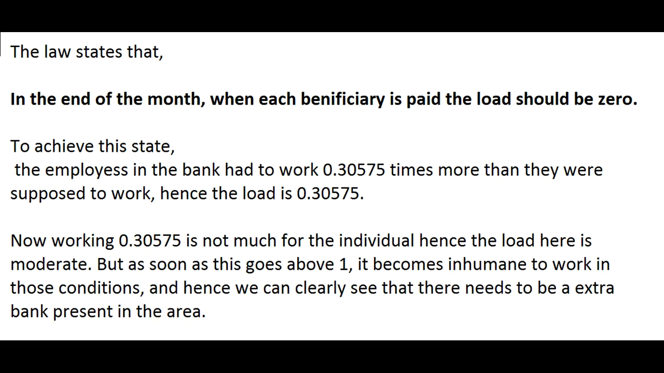Now the law states that, at the end of the month, when each beneficiary is paid, the load must be 0. To achieve this, the employees had to work 0.30575 times more than they were supposed to, hence load is 0.30575. Working 0.30575 times more is not much, hence the load here is moderate.